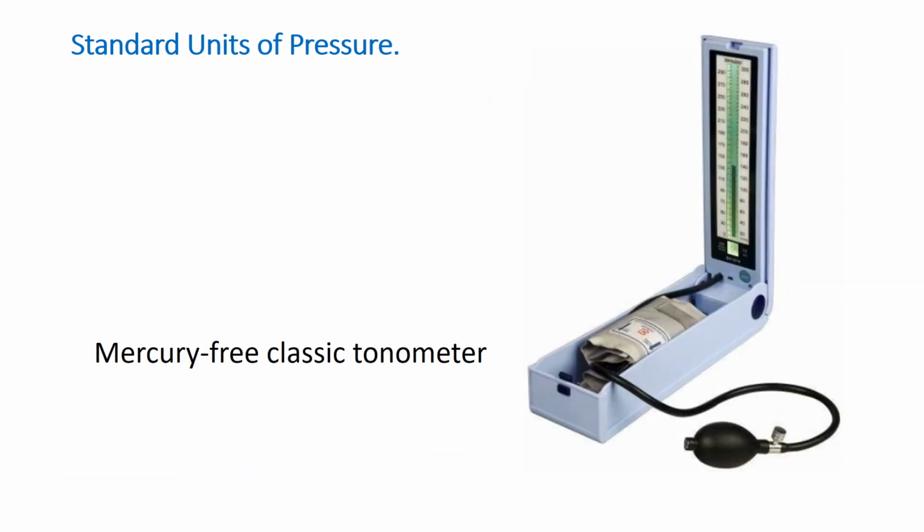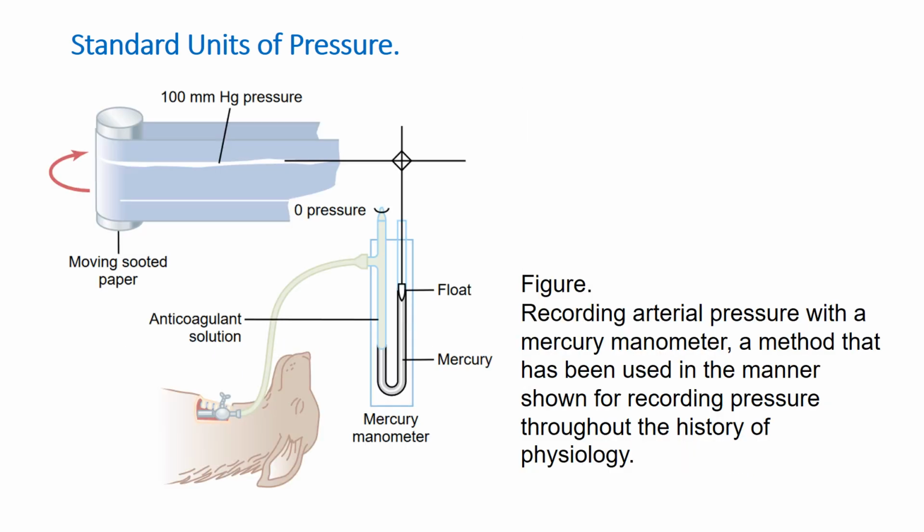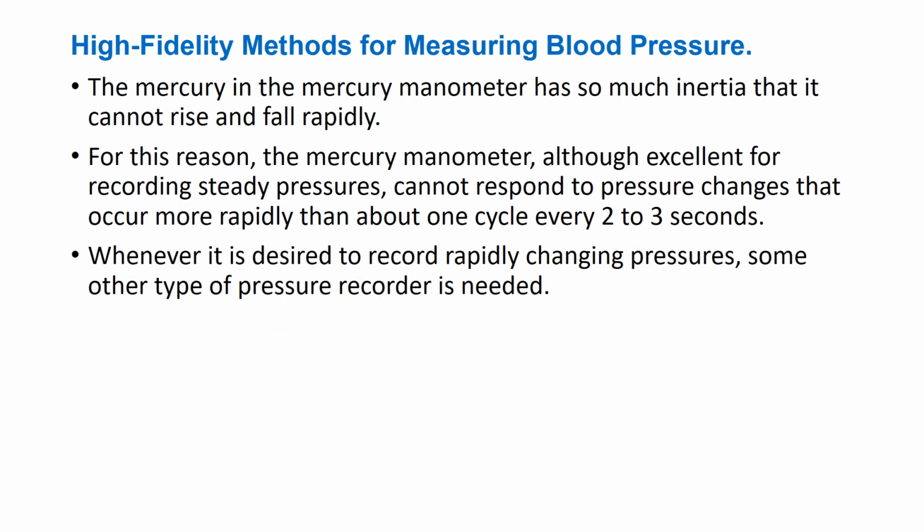Mercury-free classic tonometer. Figure. Recording arterial pressure with a mercury manometer, a method that has been used in the manner shown for recording pressure throughout the history of physiology. High-fidelity methods for measuring blood pressure.